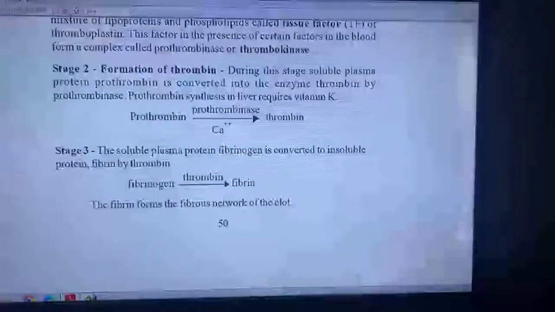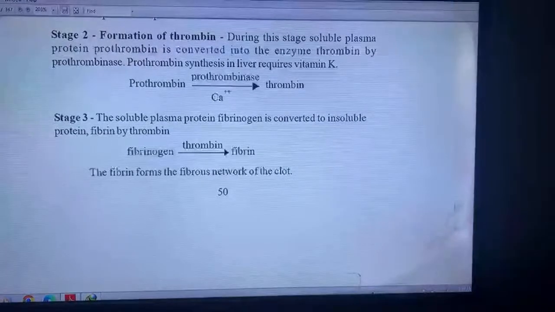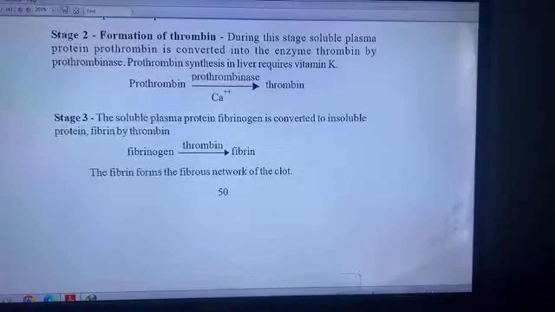Stage 2, formation of thrombin. During this stage, the soluble plasma protein prothrombin is converted into the enzyme thrombin by prothrombinase. Prothrombin synthesis in the liver requires vitamin K. Prothrombinase converts prothrombin to thrombin. Stage 3. The soluble plasma protein fibrinogen is converted to insoluble protein fibrin by thrombin. Fibrinogen, thrombin, fibrin. The fibrin forms the fibrous network of the clot.